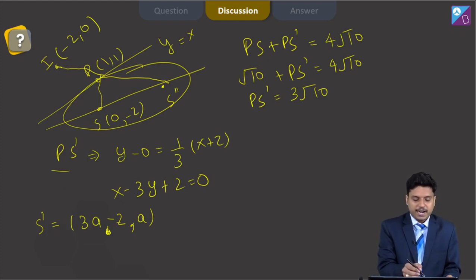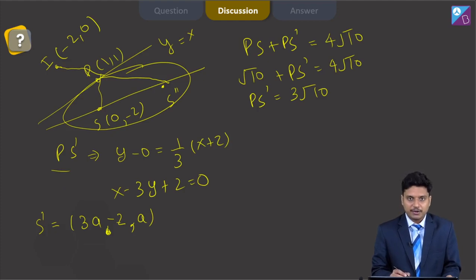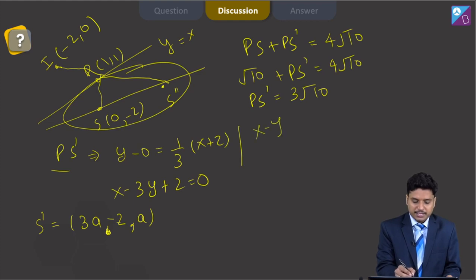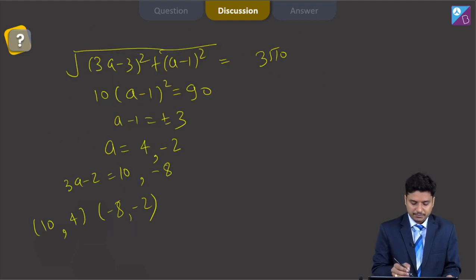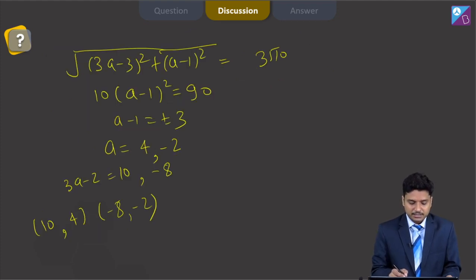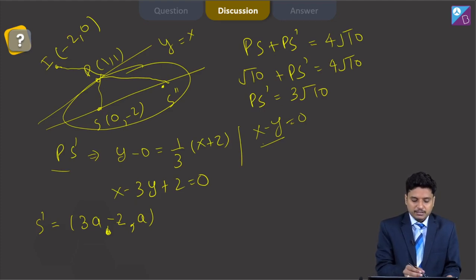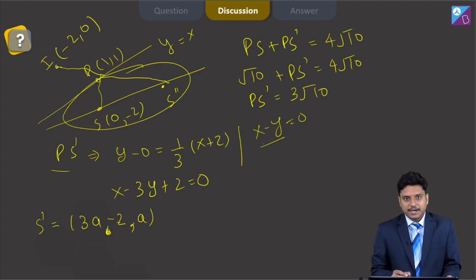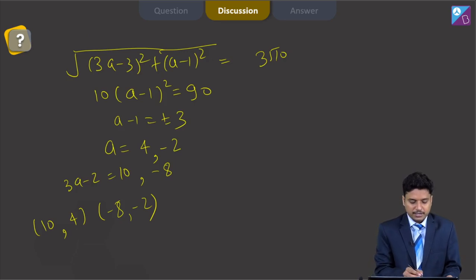these two foci S and S dash both should lie on the same side of y equal to x. But as you can see, this equation is x minus y equal to 0. If we put (0, minus 2), we are getting this as positive, and (10, 4) we are getting this positive, but (minus 8, minus 2), if we put minus 8 in place of x and minus 2 in place of y, we are getting this quantity x minus y as negative. That means (10, 4) and (0, minus 2) lie on the same side of y equal to x, while the other coordinate (minus 8, minus 2) does not lie on the same side.